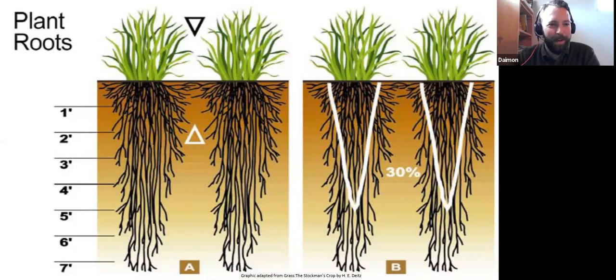a nice graphic of how, when left alone to grow, grass plants replace about 30% of their roots each year. This really contributes to the organic matter of the soil, and those roots sloughing off provide a lot of good food for microorganisms in the soil.